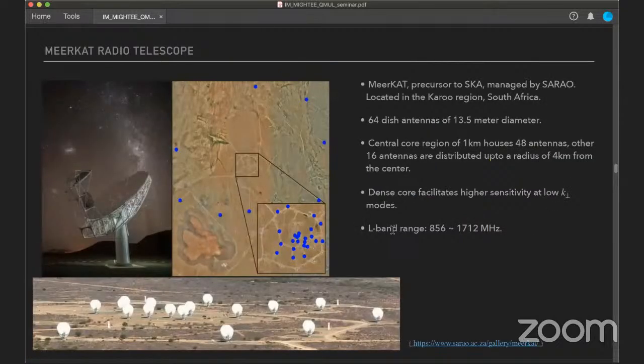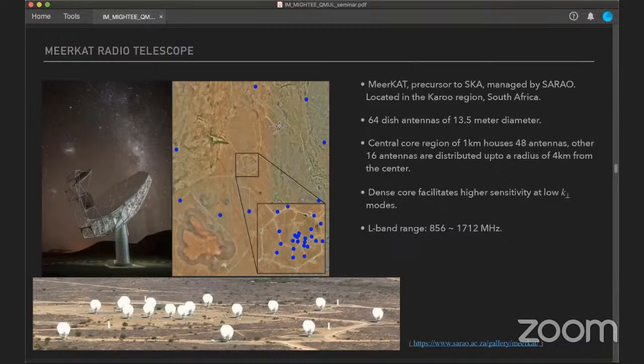Next, I'm going to talk briefly about an introduction to the MeerKAT radio telescope. It's a well-known precursor to the SKA, and it's located in the Karoo region in South Africa. Currently, it has 64 dish antennas. Each antenna has a 13.5 meter diameter, and the central core of the antenna distribution, which you see here as a central square, has about 48 antennas, and the core region is about 1 kilometer. There are another 16 antennas distributed around up to a radius of 4 kilometers from the center.